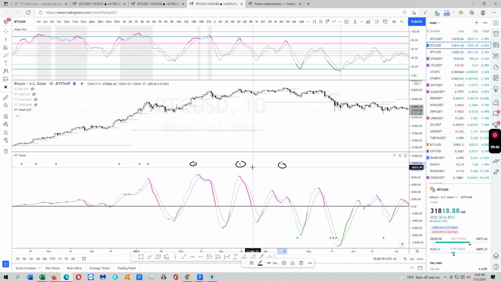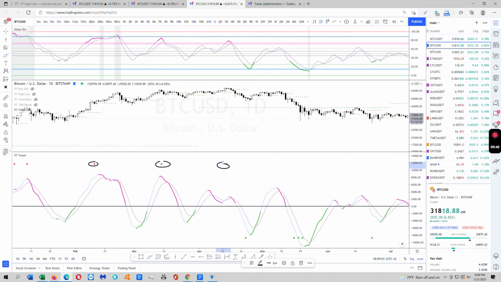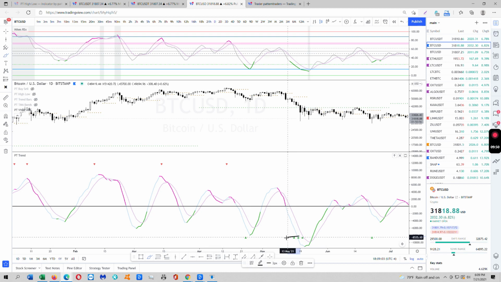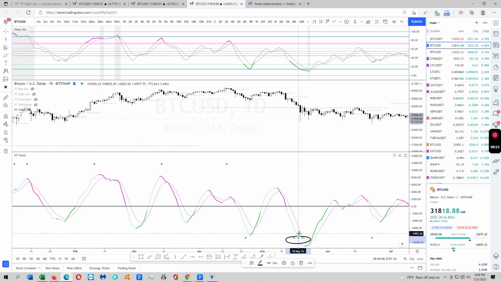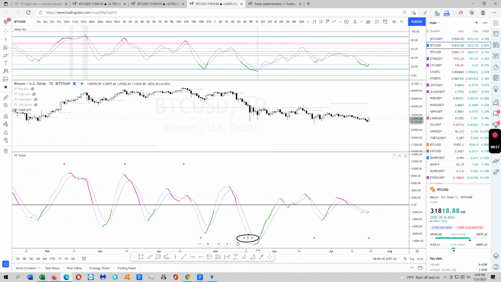Now, I don't take any of these signals blind. It's just for confluence. But if you start getting multiple arrows, I'm sorry, triangles on the downside plus a flip, that's bullish as fuck. And look what we did. We did nothing.